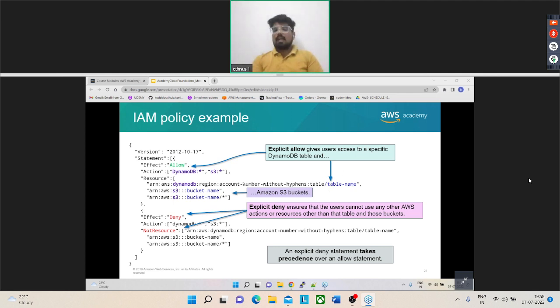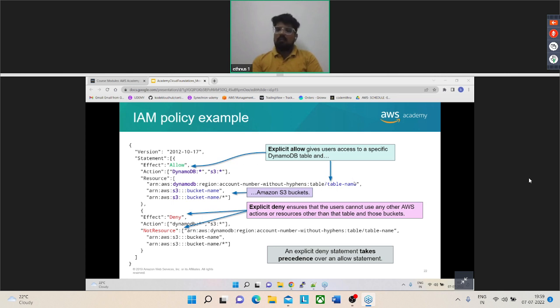With the DynamoDB service, we create DynamoDB tables. For this table, the name of the resource is table name, and this is the ARN. This is the address of this particular table. It is long and contains your region, your account number, and multiple parameters. This is how the ARN is created.